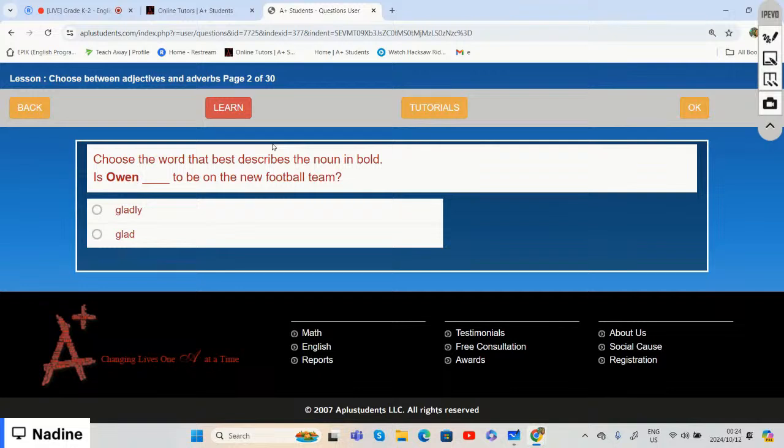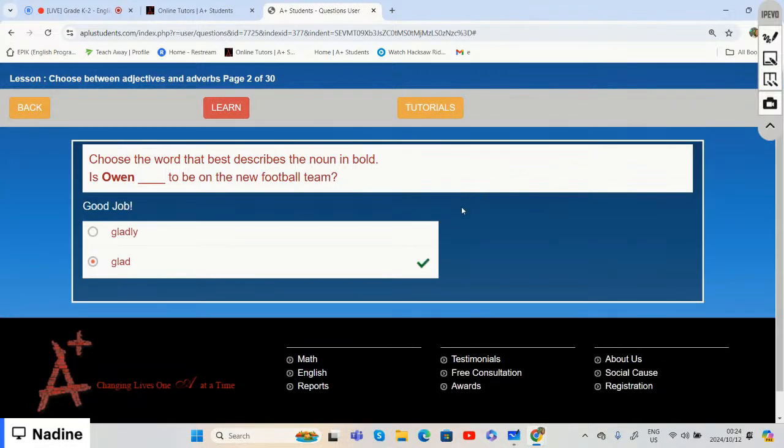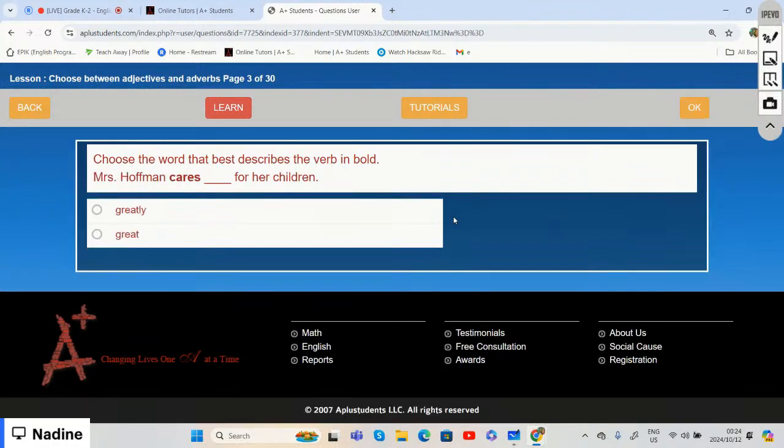All right, then if we were to select the correct one, we will say Owen is glad to be on the new football team. So glad is correct. Well done. The next one says Mrs. Hoffman cares, do you say greatly for her children, or she cares great for her children?